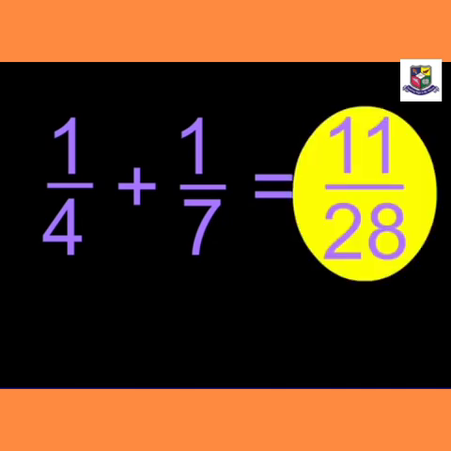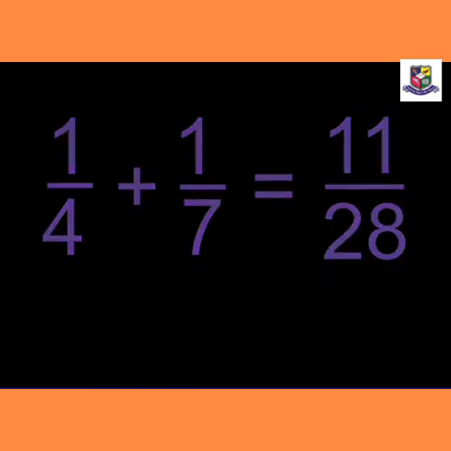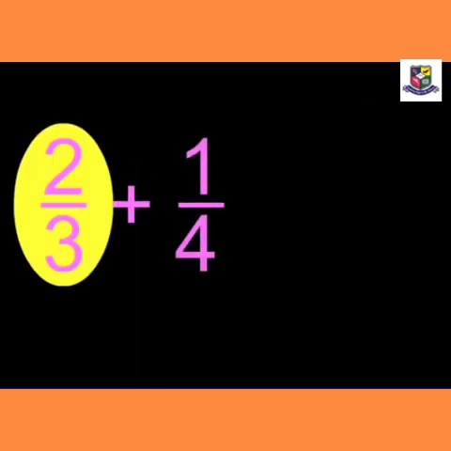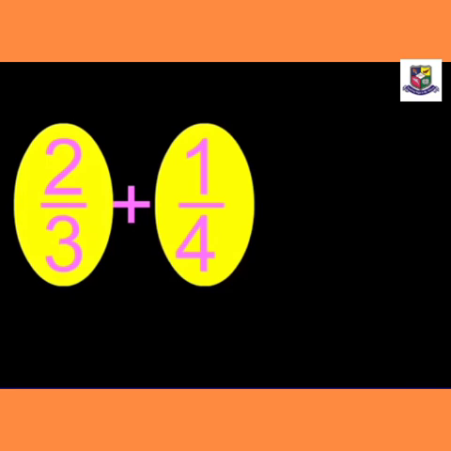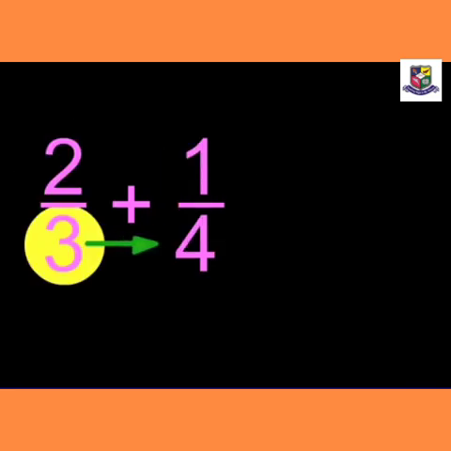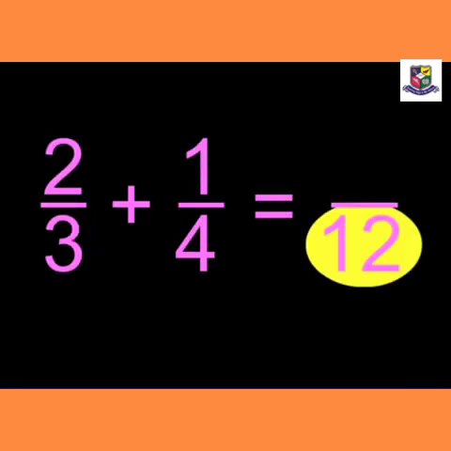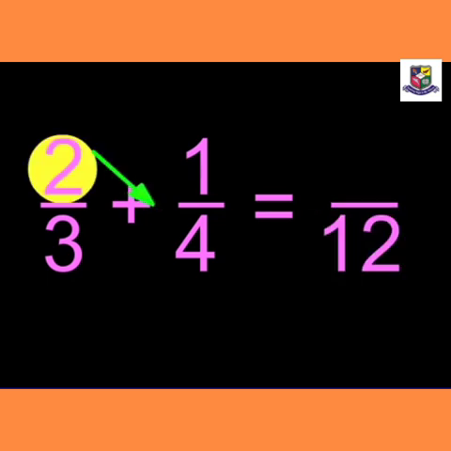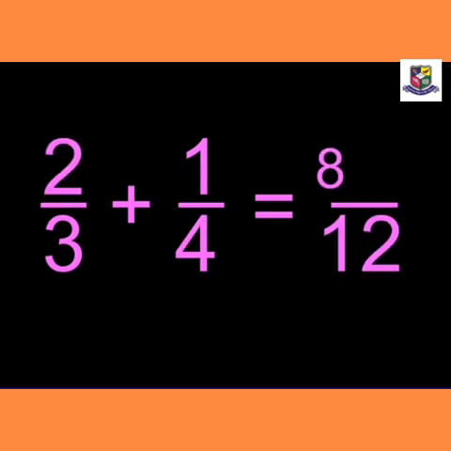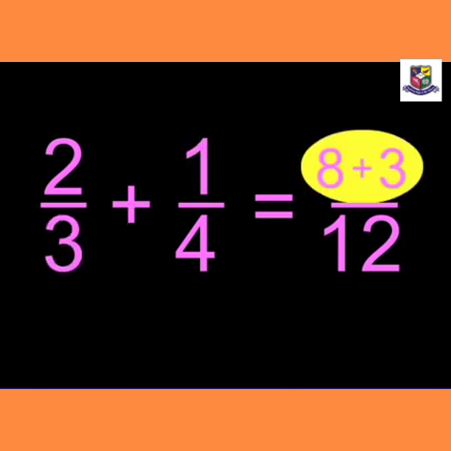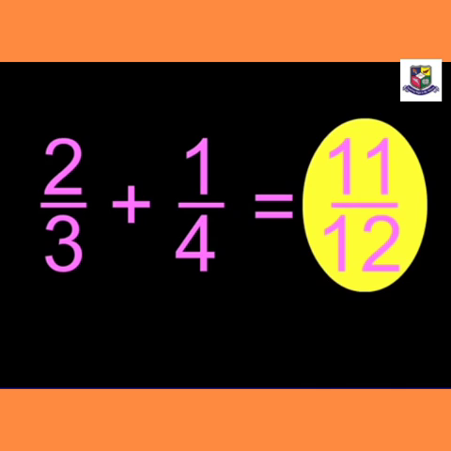Let's take another example of unlike fraction. Now we add 2 by 3 and 1 by 4. Here we have the unlike fraction, and so we will just multiply the denominators first. 3 multiply 4 is 12. Now cross multiply. 2 multiply 4 is 8 and 1 multiply 3 is 3. Now add 8 plus 3, that is 11. So we get the fraction answer here 11 by 12.